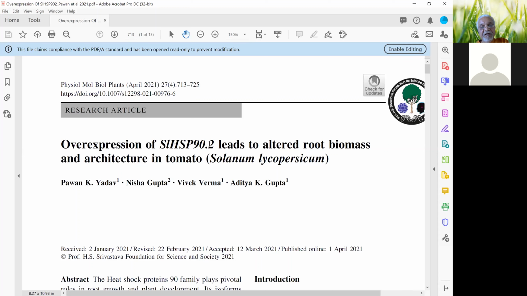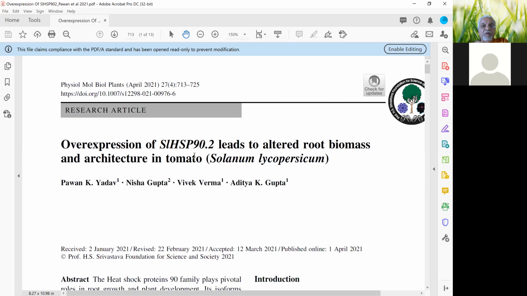This is the name of the gene, and SL is Solanum lycopersicum, the short form. SL HSP 90.2 leads to altered root biomass and architecture in tomato. So this is the title given by us to that body of work which I tried to explain to you. And this title gives an idea to the reader about the work this paper may be having.